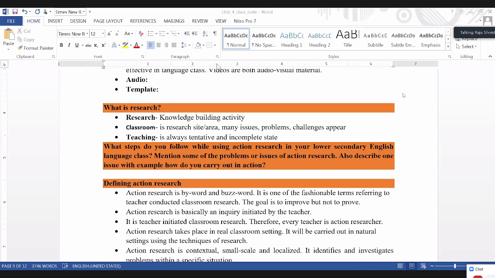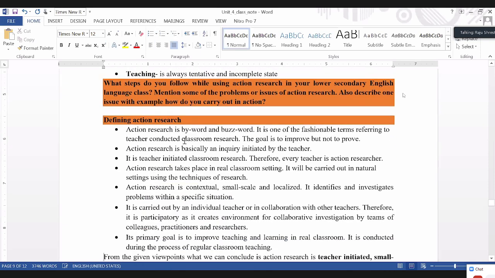Okay, so simply some definition I have mentioned here. Action research is a buzzword, byword. यो सबैको मुखमा भड्कने, कानमा गुन्जने, मुखमा झुन्ड्ने शब्द action research भनेको हैन. So action research is byword and buzzword, it is one of the fashionable terms referring to teacher conducted classroom research. Action research is teacher conducted classroom research. The goal is to improve but not to prove. हामीले केलाई प्रमाणित गर्ने हैन कि सुधार्ने हो, यसको गोल भनेको. So this is teacher initiated classroom research, the goal is to improve the classroom teaching and learning process, not to prove something else. You understand? Okay, बुझौ.